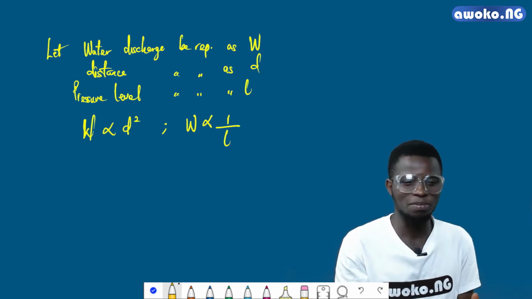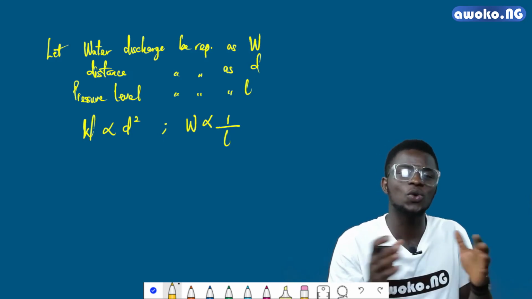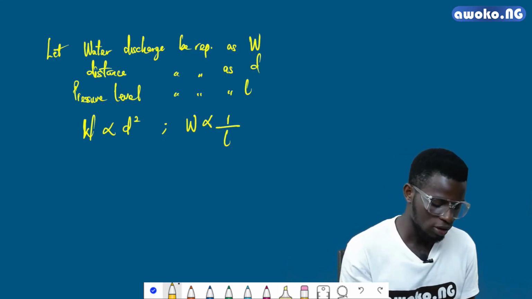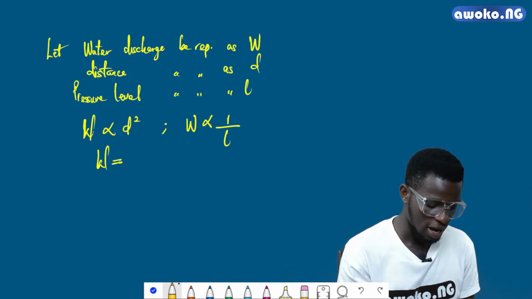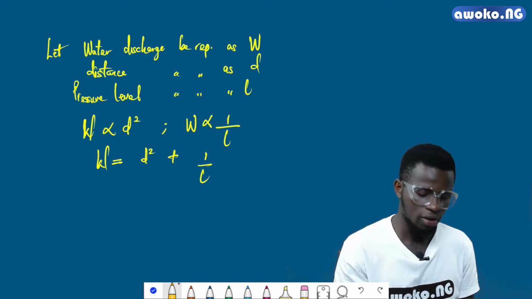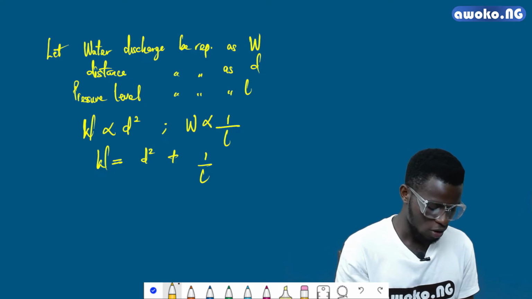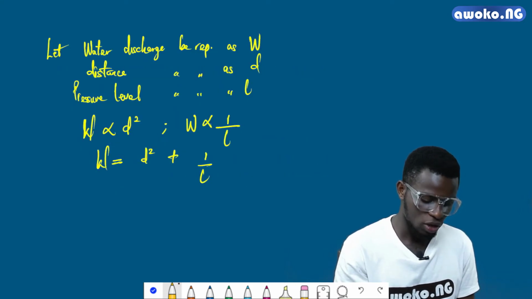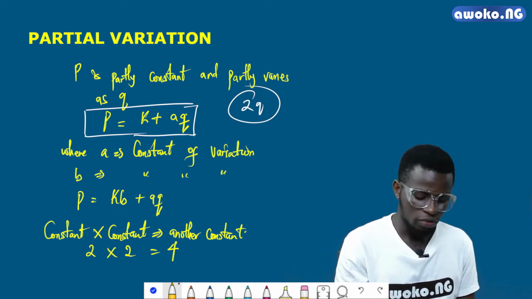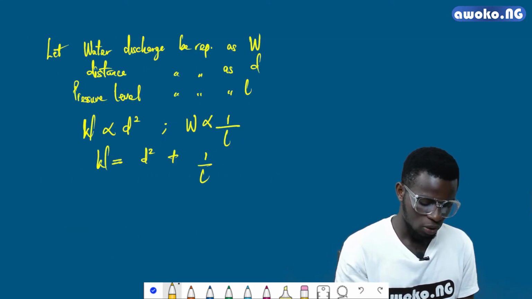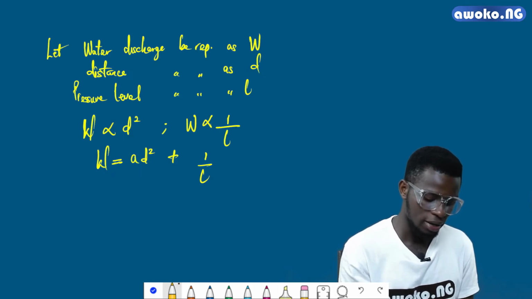So what is the mathematical expression or the mathematical equation for this problem? Of course, W varies partly as D squared plus 1 over L. And from what we discussed previously, we have to introduce the constants. Okay, we have to introduce the constants A and B, which are called the constants of variation. So if we do that, we would have, let us introduce A and B.